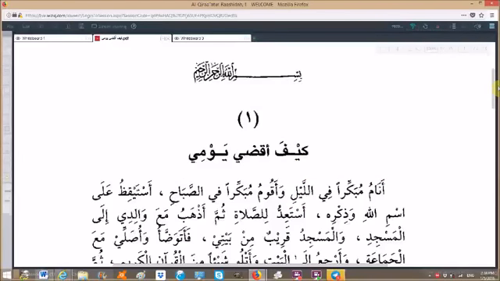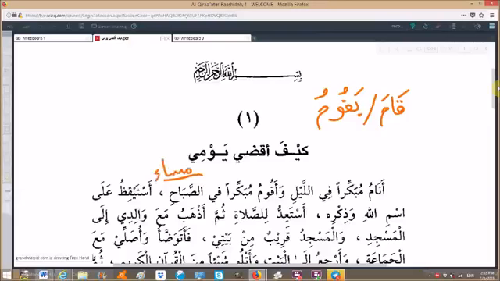Wa aqumu mubakkiran fil sabah. Aqumu from qama yaqumu. Qama yaqumu, to stand up or to get up. More here, wake up, but more so get up. I stand up, I get up. Aqumu mubakkiran fi sabah. And I get up early in the morning. Sabah is the morning, which is the opposite of, we'll say, masa. Like we have the adhkar of the sabah and the masa, the morning and the evening.